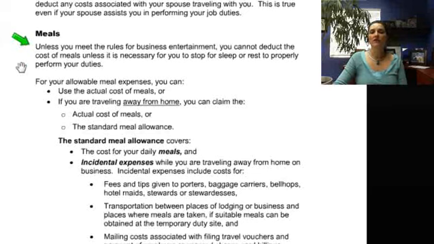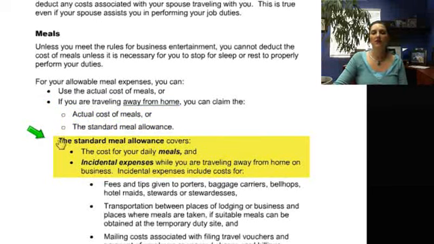And the IRS says that unless you meet the rules for business entertainment, you cannot deduct the cost of meals unless it is necessary for you to stop for sleep or to rest to properly perform your duties. Your allowable meal expenses include the actual cost of meals, or if you are traveling away from home, you can claim the actual cost of your meals or a standard meal allowance. The standard meal allowance covers the cost of your daily meals and incidental expenses while you are traveling away from home on business.